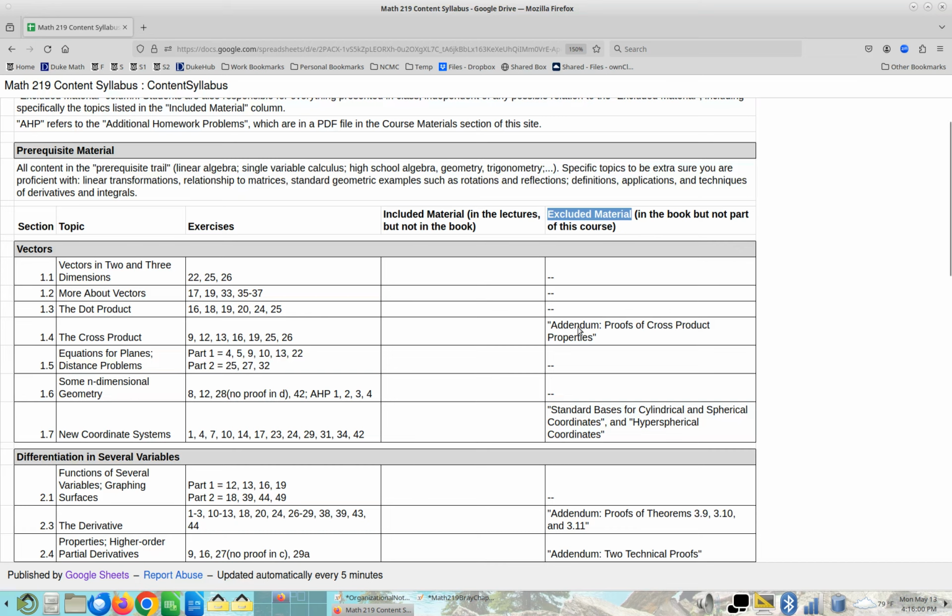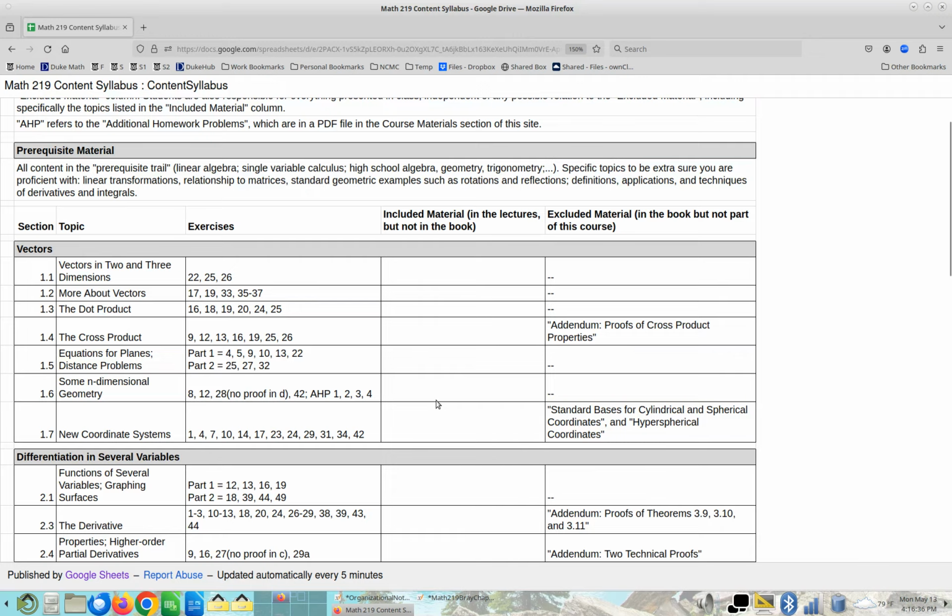So certain things, like there's a bunch of stuff in section 1.4 in this addendum called Proofs of Cross-Product Properties, and it's just not really what this course is about. Now, you are welcome to look at that. I'd be thrilled if y'all were motivated enough to dig deep. In fact, this stuff might even help you learn the ideas that are fair game for Math 219. But you don't have to. There's no expectation that you will. So it's highly optional, I think would be a fair statement.